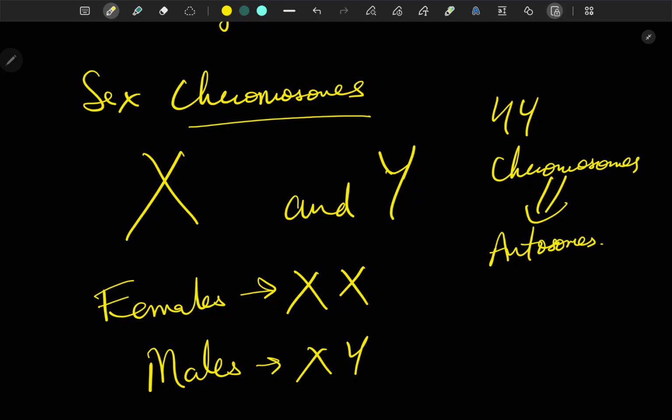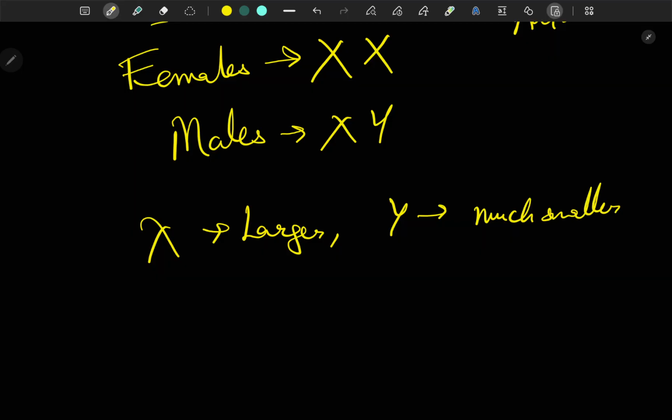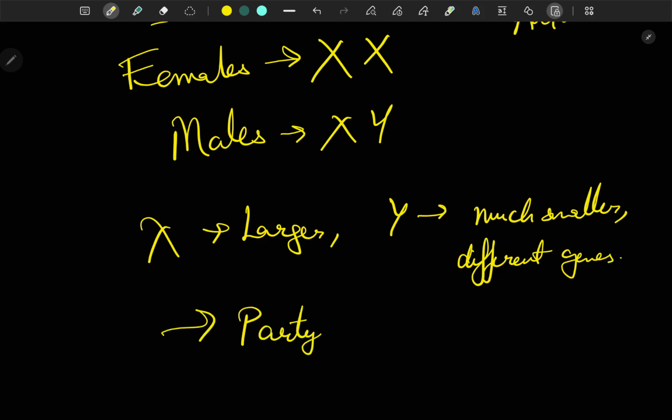X and Y chromosomes are only partly similar. X is a little bit larger, Y is much smaller, and it has some different genes. They are not identical, but they are partly similar.